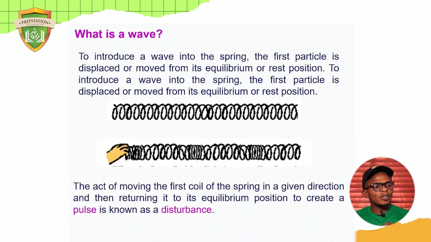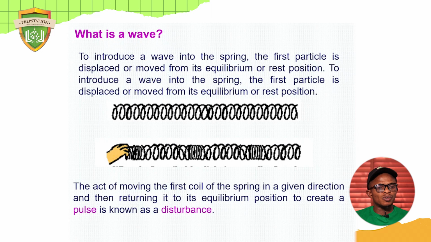So let's move forward. Now, to introduce a wave into a spring, remember I told you I'll be using two examples: the spring, also known as slinky, and ripples on water. You know what ripple is? When you drop a stone on the surface of the water, the spherical pattern that forms is called ripple. So I will be using these two examples to explain what is wave.